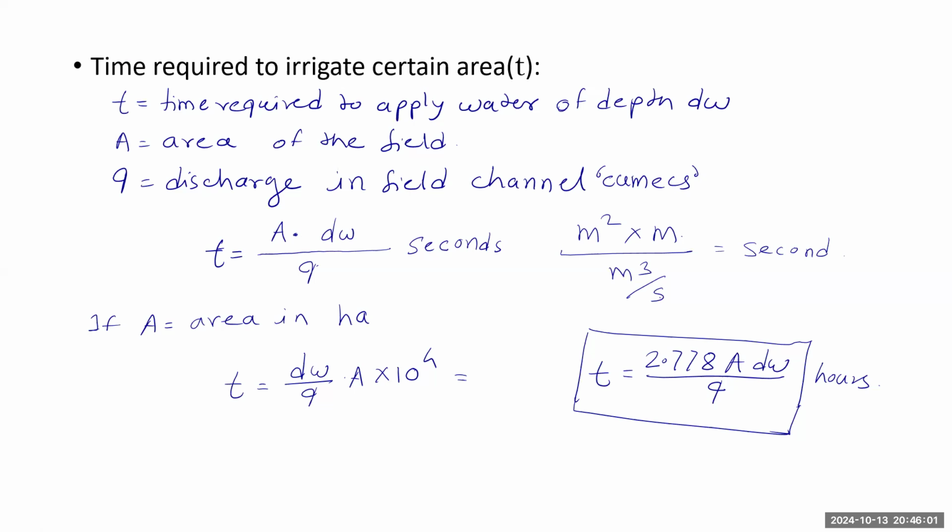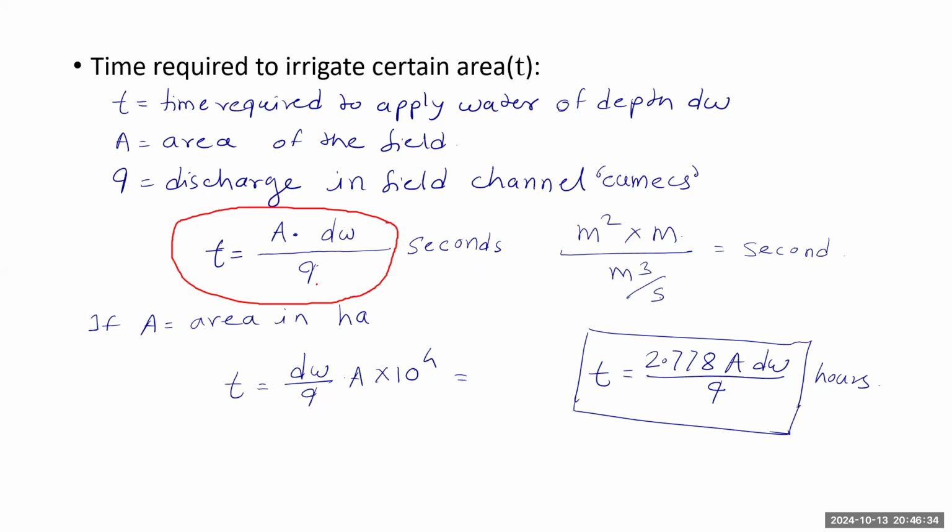Okay. So the time required to irrigate a certain area is denoted by T, A is the area of the field, and Q is the discharge in the field. In that case, the time required to irrigate the area is T equal to A into dW upon Q. A is the area of the field. dW is the depth of watering. And Q is the discharge in the field.